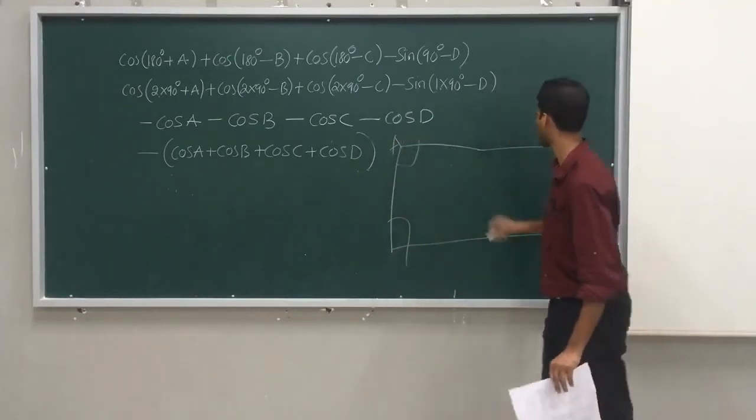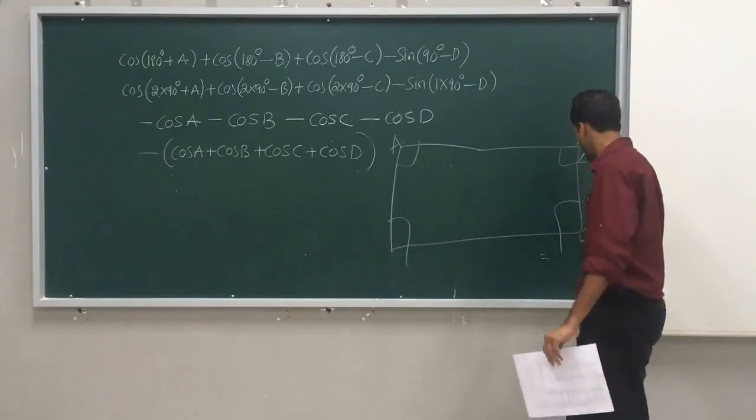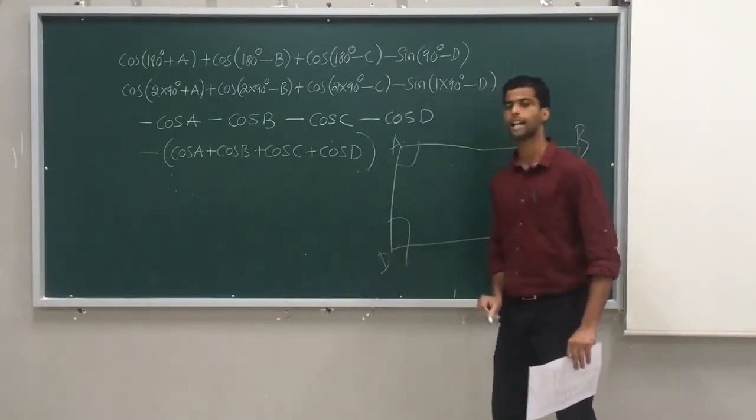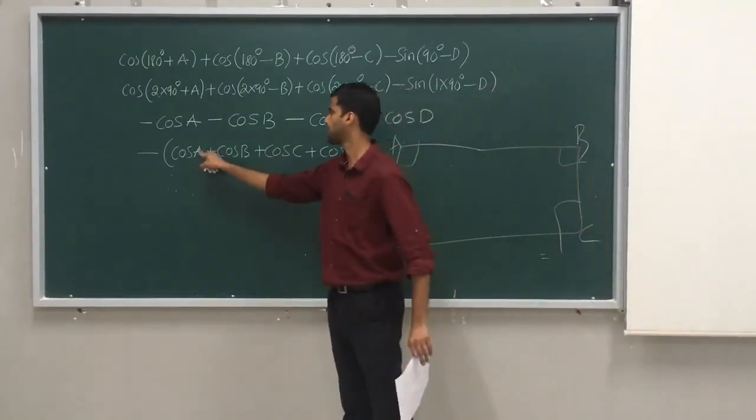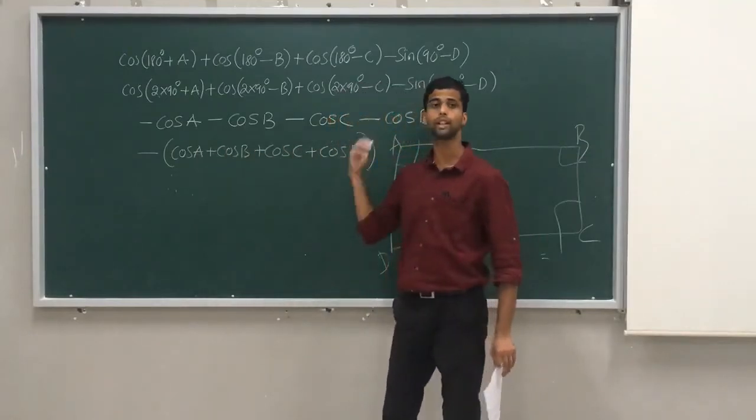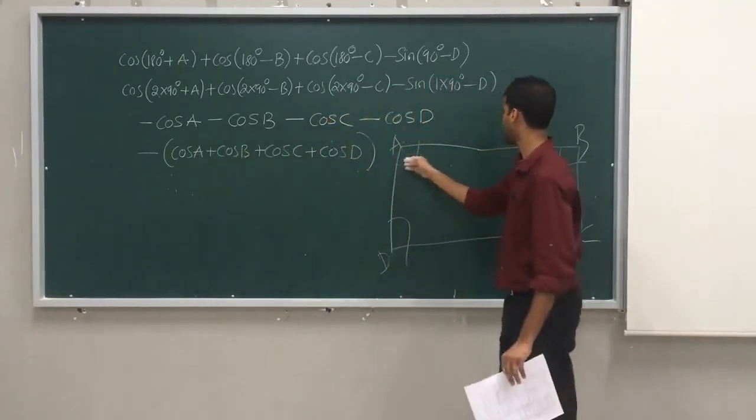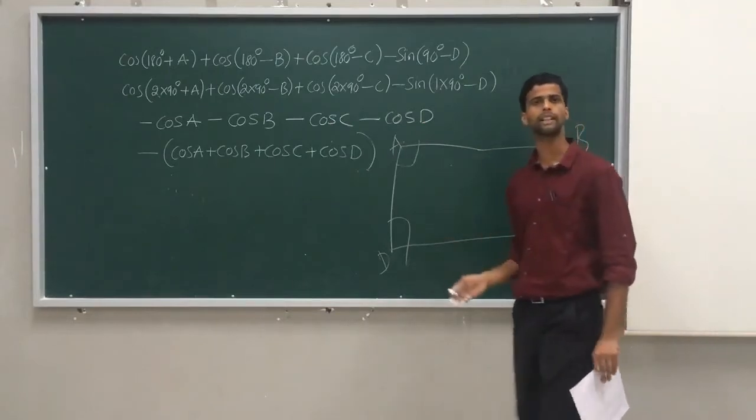This corner has 90 degrees, this corner has 90 degrees, this corner has 90 degrees, this corner has 90 degrees. Each of the angles is 90, 90, 90, 90. There is no other option. It's not like this 90 plus 60. All must and should be 90 degrees only.